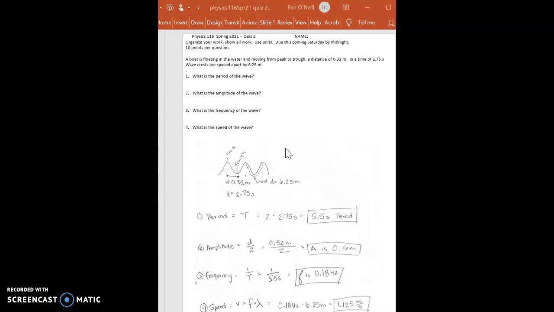And then finding the frequency, you just take 1 over the period. And doing that, we get 0.18 hertz. And then the speed of the wave is the velocity, which is frequency times lambda. We were given the wavelength, which is 6.25 meters, and we just solved for the frequency, so multiplying those together, we get 1.125 meters per second.